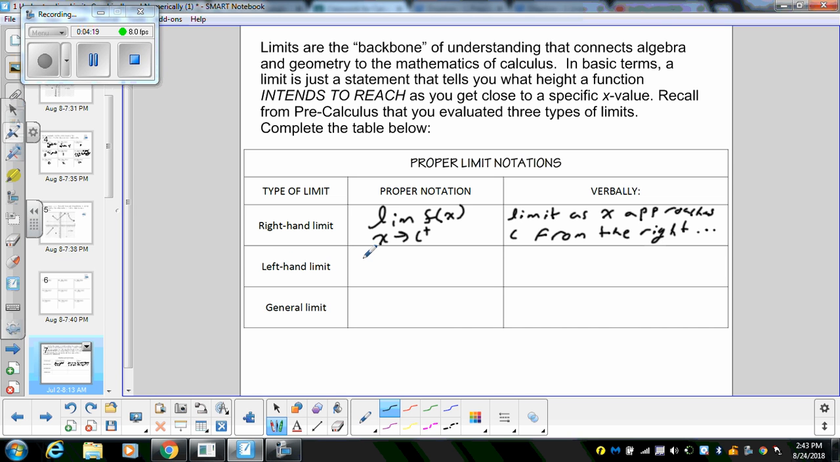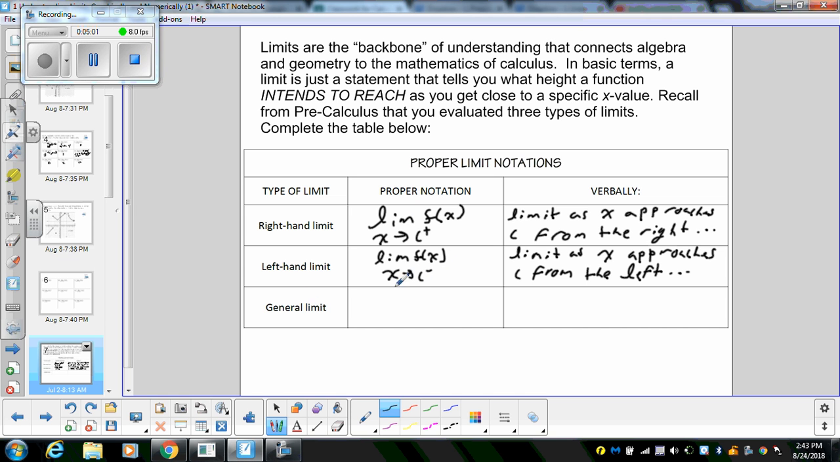So proper notation for a left-hand limit looks just like a right-hand limit, except it has the minus sign. So this will be the limit of f of x as x approaches some constant number from the left side. Again, in verbal form, it is just the limit as x approaches c from the left.